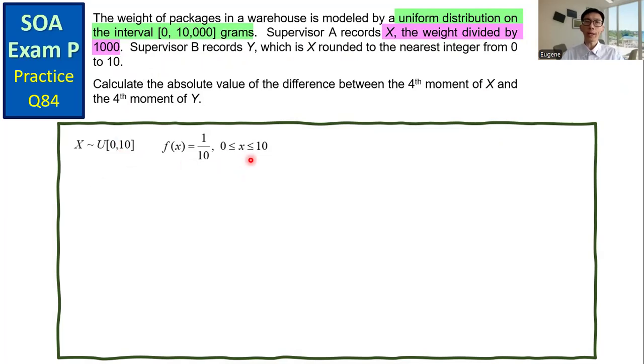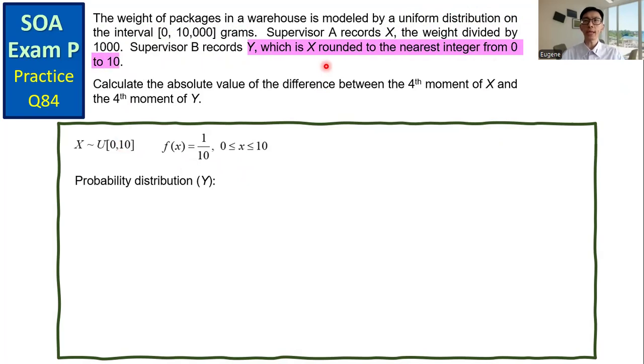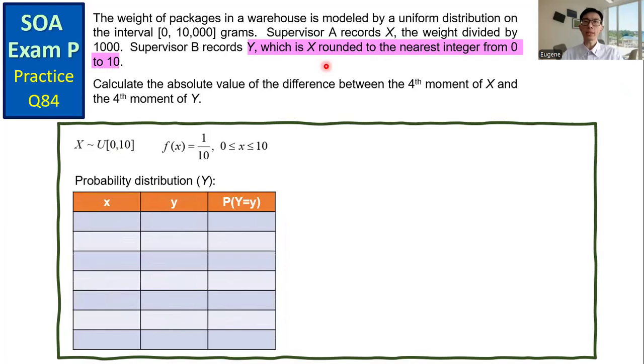And then for the random variable Y, which is X rounded to the nearest integer from 0 to 10, Y is a discrete random variable. If X is from 0 to a value less than 0.5, it is rounded to the nearest integer, therefore Y equals 0. The probability that Y equals 0 is 0.05. You can think of X being between 0 and 10, and then the probability that X is between 0 and 0.5. So we get this probability.